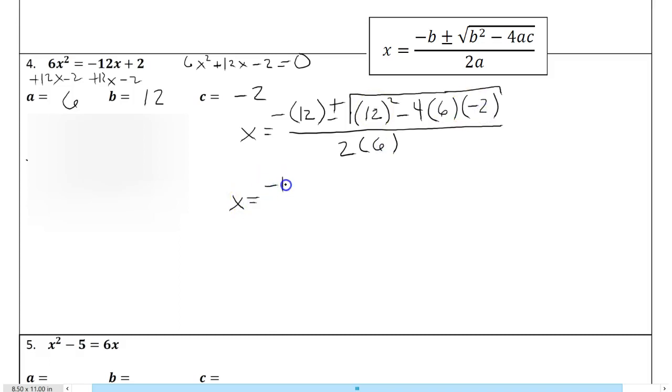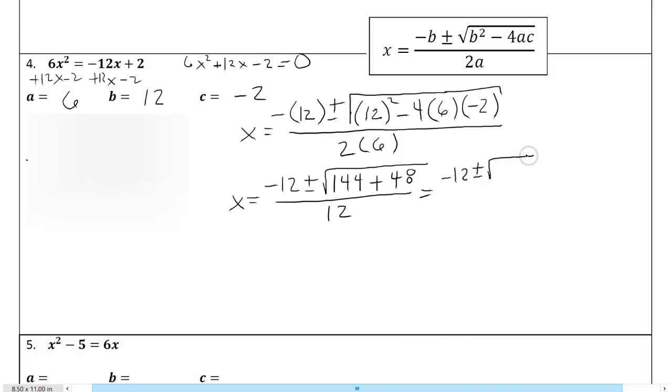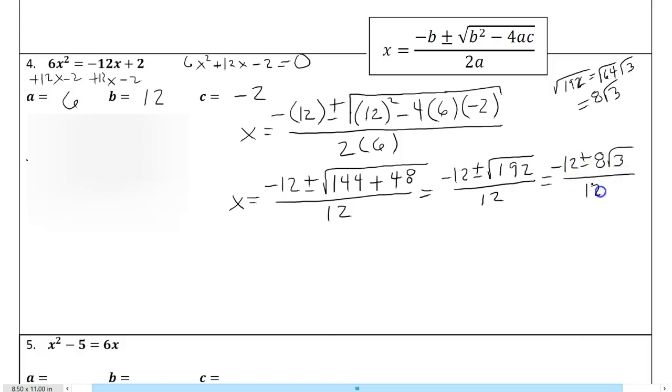Now we have x equals -12 plus or minus the square root of 144 plus 48 all over 12, or -12 plus or minus the square root of 192 over 12. We can simplify the square root of 192. The square root of 192 equals the square root of 64 times the square root of 3, which is 8 times the square root of 3. So our answer is -12 plus or minus 8 times the square root of 3 over 12.